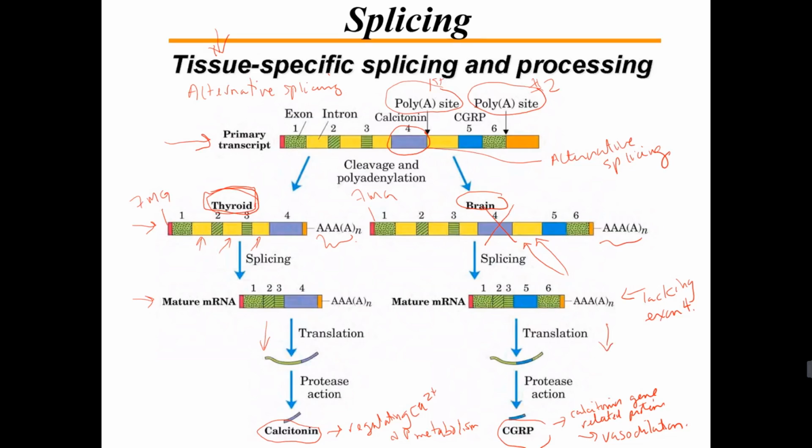So the key thing to take away from this is that the primary transcript has 2 polyadenylation sites, number 1 and number 2, and one will predominate in the brain and the other in the thyroid. And in the brain, splicing will eliminate exon 4, which is sometimes also referred to as the calcitonin exon because it's found only in calcitonin. And in the thyroid, that calcitonin exon is actually retained. And then the resulting peptides are processed further to yield their final products.